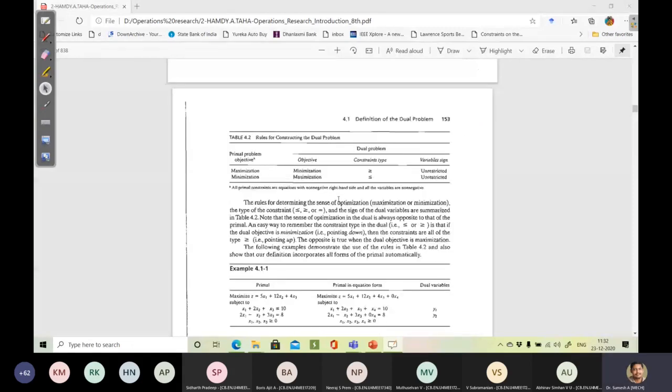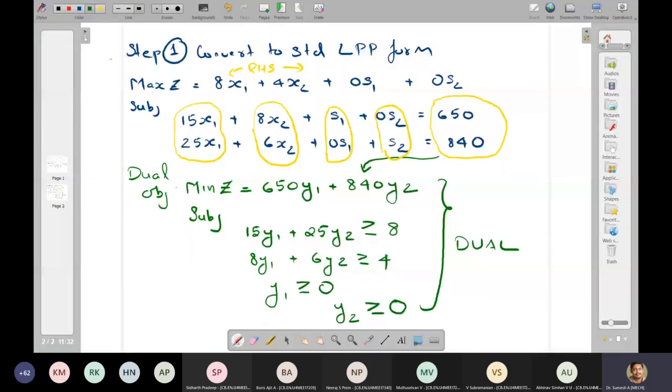Is this clear? Is the step clear? Any doubt in this? Is the step clear? Yes, sir.